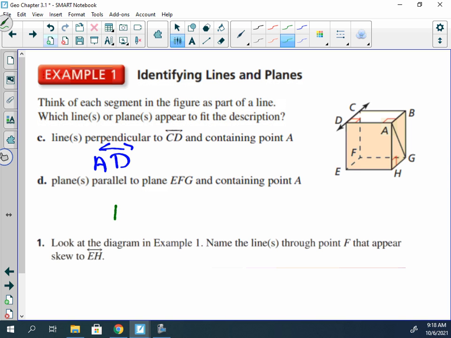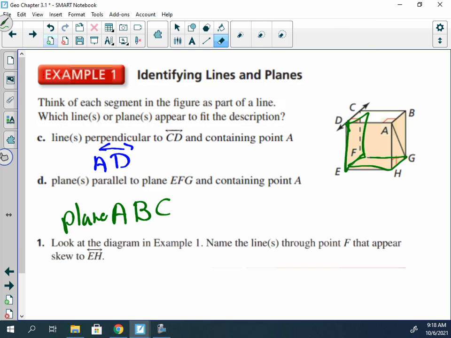Almost. I would agree with AB, so plane ABC, because EFG, let's see here, sorry. Yep, nope, you're right, ABC. For some reason, I had it in my head that it was EFC, that we were actually looking at this plane here, not the one straight down.